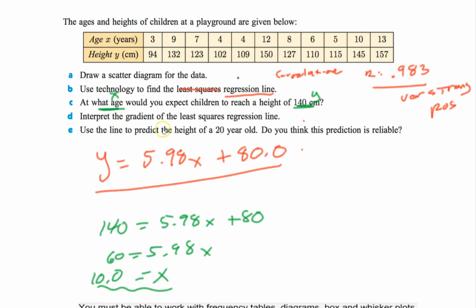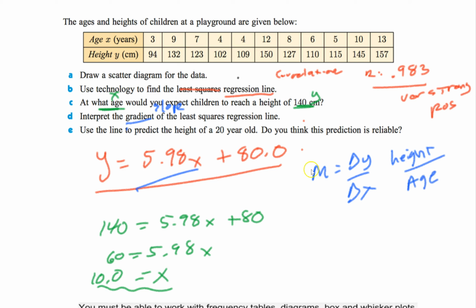D, interpret the gradient of the least squares regression line. So they want you to interpret the slope. Remember, gradient means slope. That's IB for slope of the least squares regression line. So a couple things to keep in mind here, guys. Slope, you always know it, right? It's change in y over change in x. Y over x is what I care about. So our units for slope are y, which is height, over age. And our slope is 5.98, so 5.98 over 1. So what does that mean?